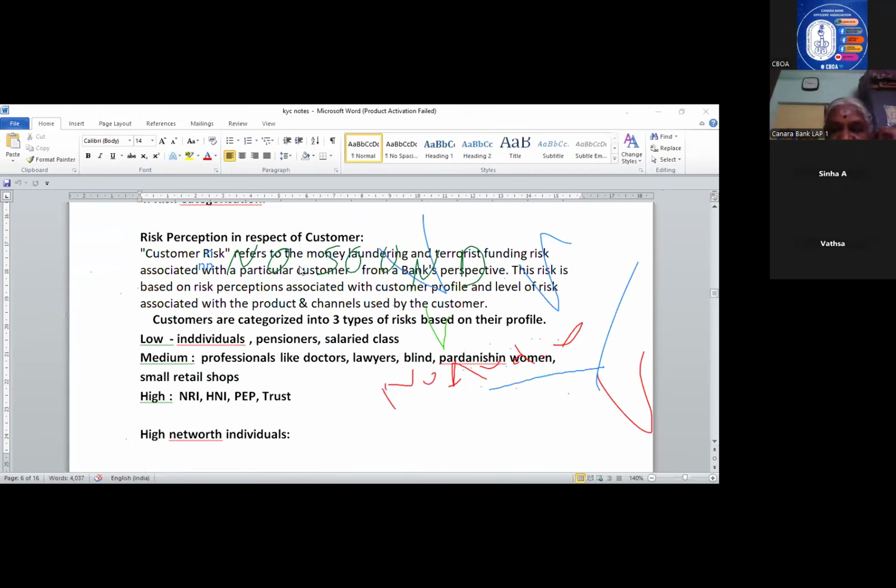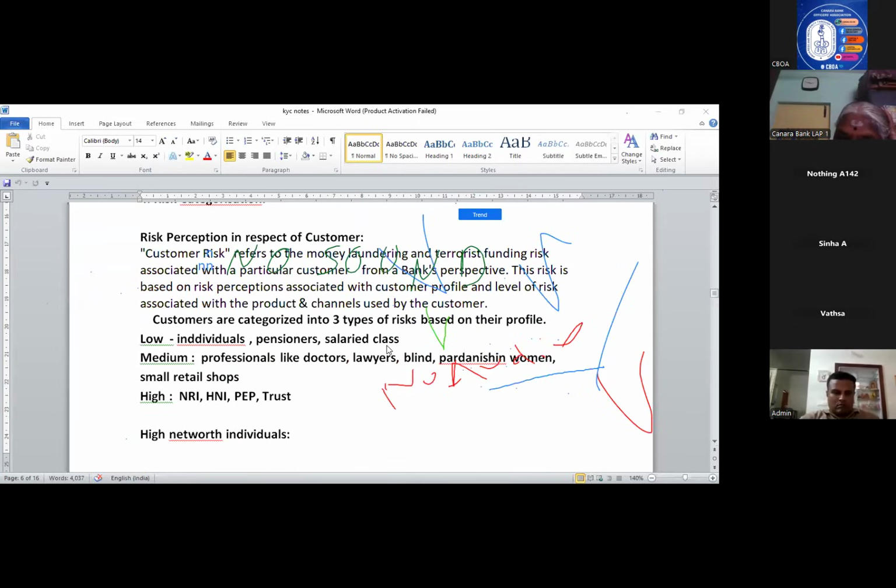As per the risk category, customers are divided into 3 categories: low, medium, and high. Low means individuals, pensioners, salaried class, and illiterates. They all come under low risk. Medium risk: professionals like doctors, lawyers, blind persons, Pardhanashin women, small retail shops, gas dealers, and proprietors. High risk means NRI, HNI meaning high net worth individuals, PEP meaning politically exposed persons, trusts, and bullion dealers. They all come under the high risk category.